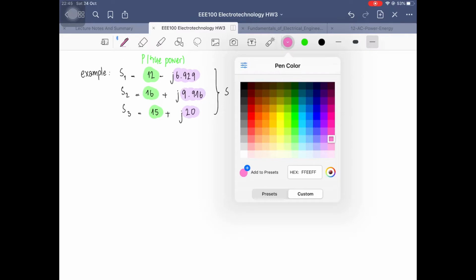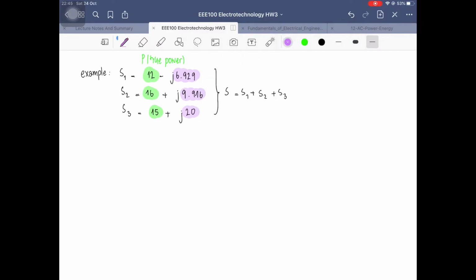So I'm going to show you that the green color is the true power and the purple one is the reactive power. Why do we need different colors? Because one is on the x-axis and the other one is on the y-axis. The different colors make it clear that this is the true power and this is the reactive power.